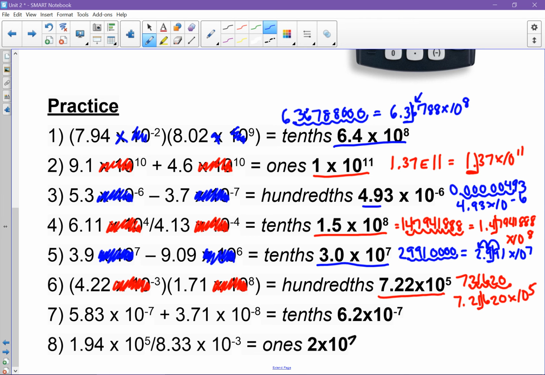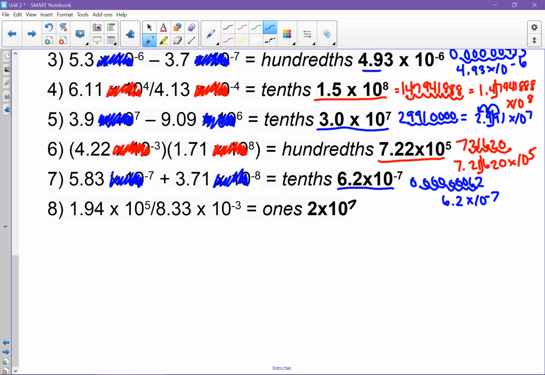Alright, next one. Put this in your calculator, 5.83 E negative 7 plus 3.71 E negative 8. And your calculator says 0.000000062. So I want to put the decimal here, so it becomes 6.2 times 10, 1, 2, 3, 4, 5, 6, to the 7th, and because it's a little decimal number, that's what our exponent becomes, negative. And it's already rounded to the tenths place, so we leave it as is.